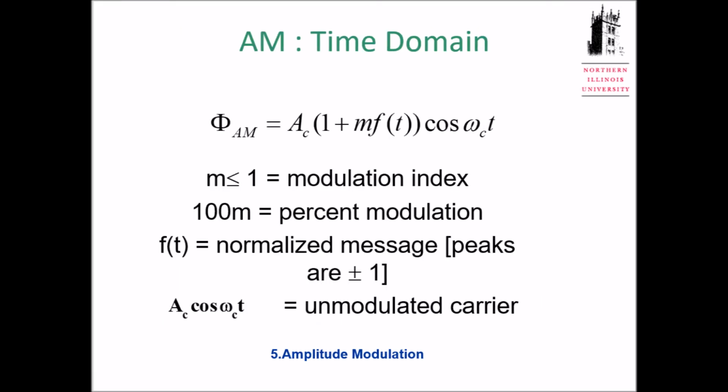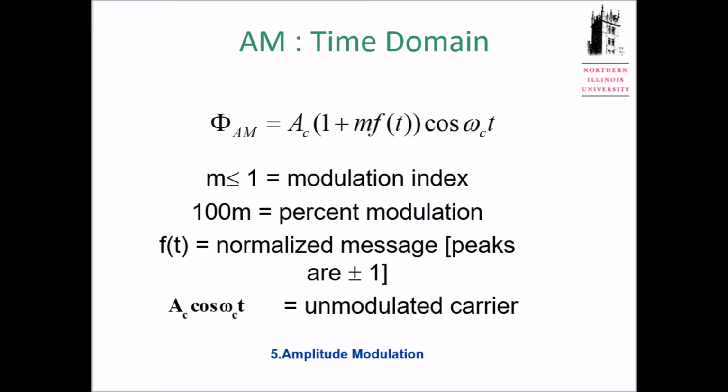Just to summarize what we have learned, we have a more general case, right? f(t) is my message, and m most likely will be a number less than or equal to 1. When m is greater than 1, we call it over-modulated, something we don't want to happen. And if you choose m equal to 1, that is 100% modulation. And f(t) will be your message, and A cosine omega_c t is my carrier. So that summarizes what you can learn.